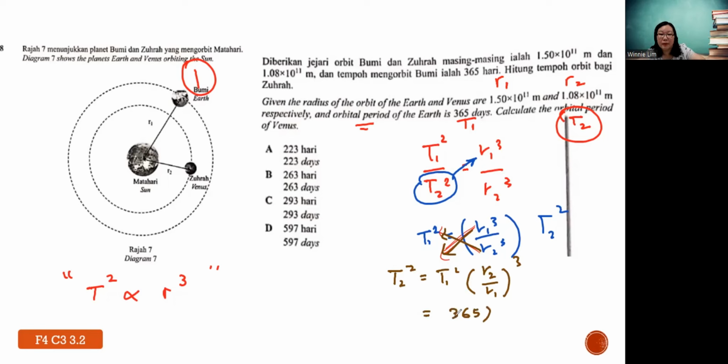365. Remember, they have to be squared, so you need to put the square. Then R2, 1.08 times 10 power 11 over 1.5 times 10 power 11, and the whole thing in brackets, you cube it. Then you will get the answer.